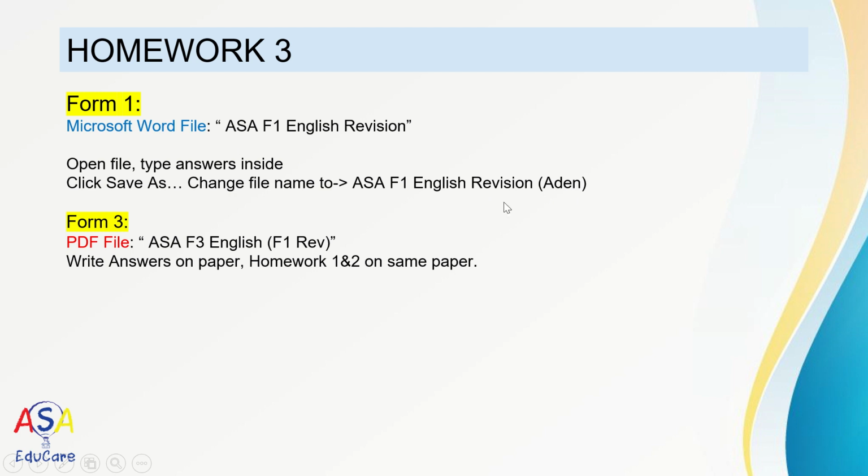If you don't understand this, you can seek supervision from your parents. You can ask your parents about it, or you can Google how to save or change the file. Once you're done, send it to me. Upload it. Form 3, it is a PDF file. This one you cannot edit, meaning you cannot type inside the file when you open it. For Microsoft Word, you can. So PDF, just write the answers on the paper.